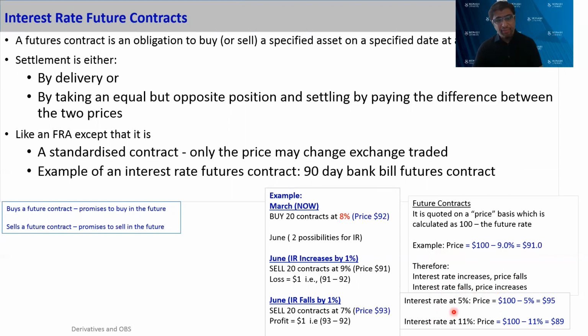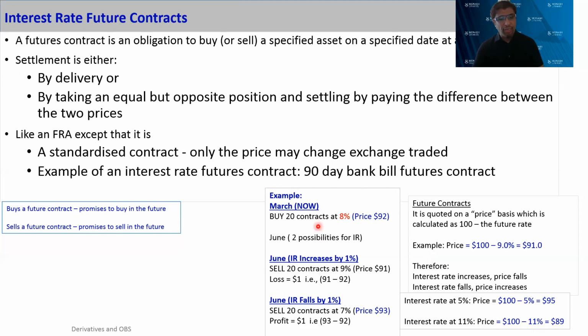So if the interest rate is 5%, it is 95. If the interest rate goes to 11%, the price will be 89. See, the price will go down. So if you are actually a buyer now, then this is a problem. Let's take this example.